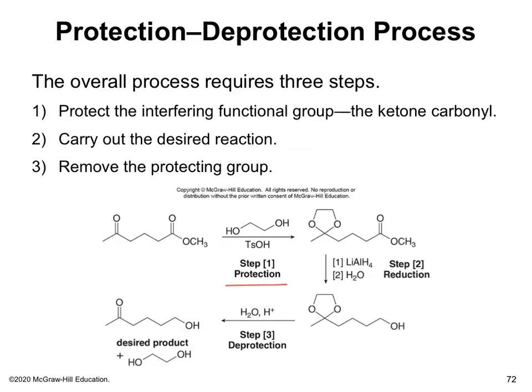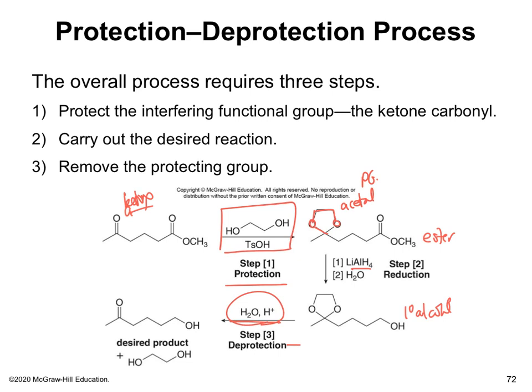So that's what they're showing you here. The first step you're going to have to do is protect this. So you're going to need ethylene glycol and tosic acid to protect the ketone as an acetal. That protects it. And then you can do lithium aluminum hydride and water, which reduces an ester to the primary alcohol. And then you can deprotect with acid and water to hydrolyze that acetal back to the ketone carbonyl to give you your desired major organic product.